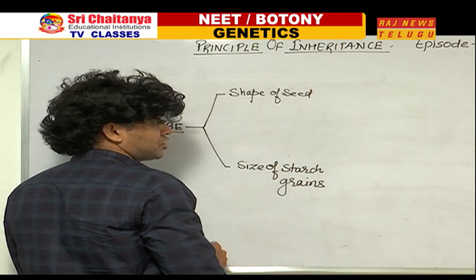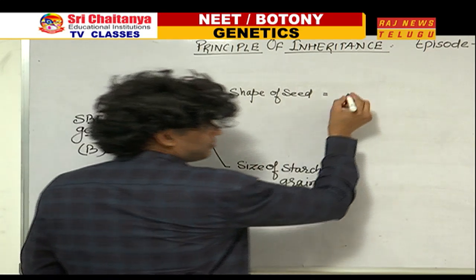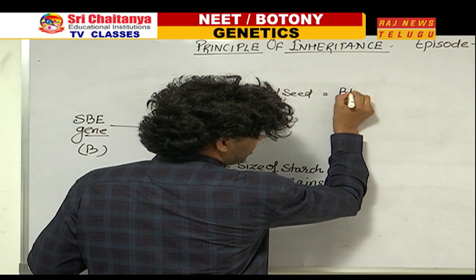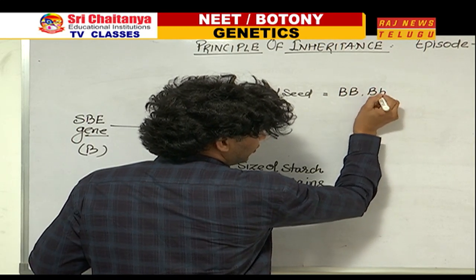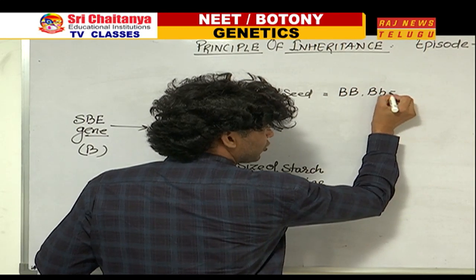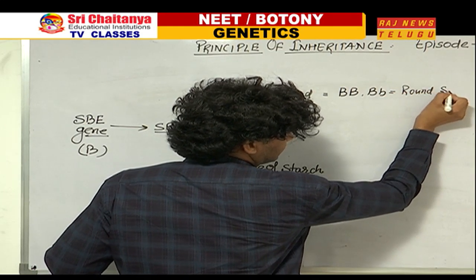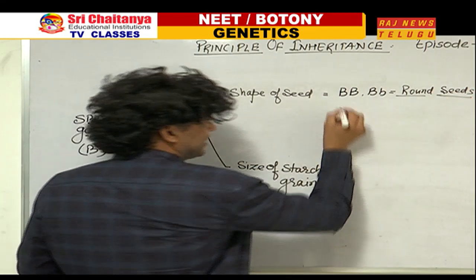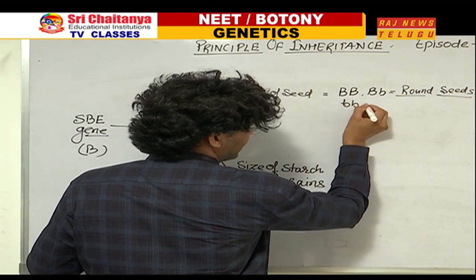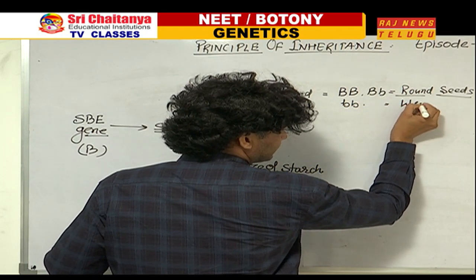Anyway, if the shape of the seed is concerned, then with respect to gene B, three combinations are possible: capital B capital B combination and capital B small b combination. Both combinations will give rise to round seeds. But the small b small b condition will give rise to wrinkled seeds.